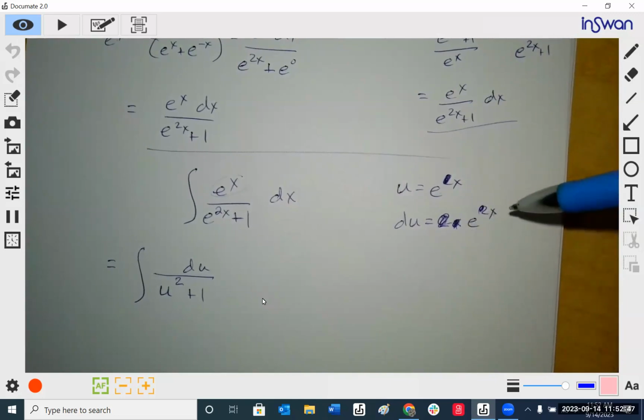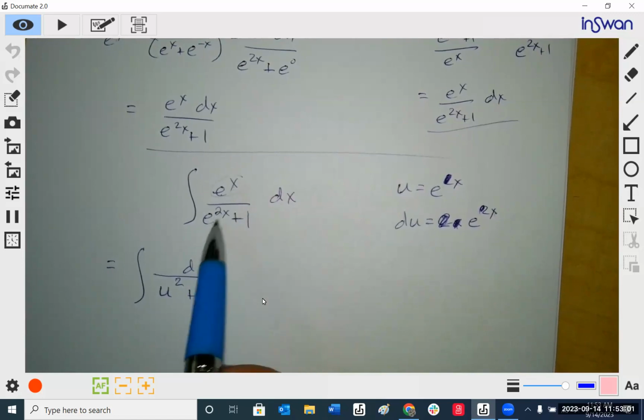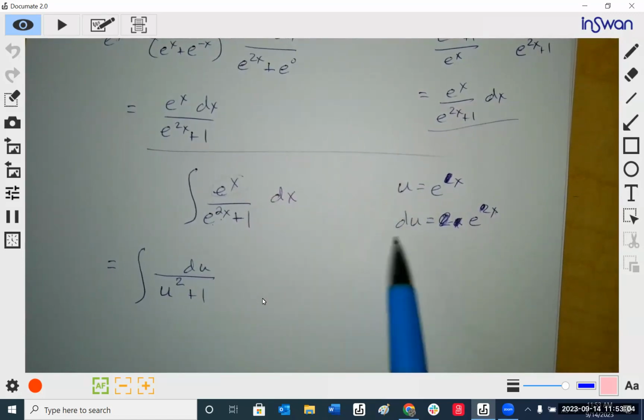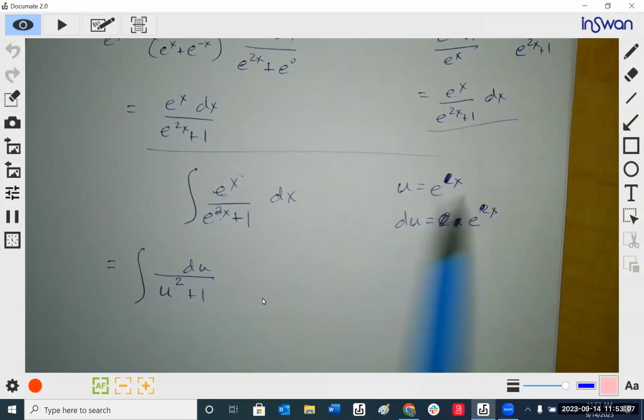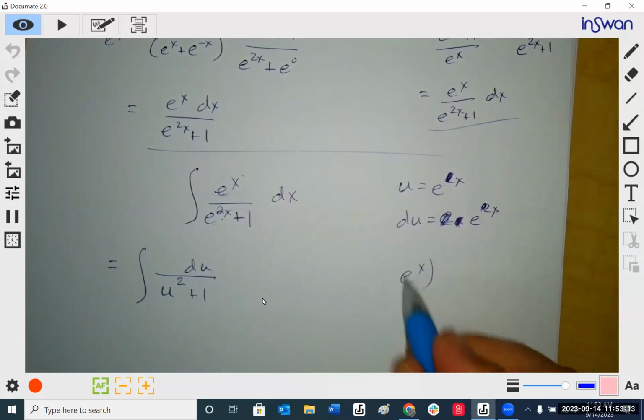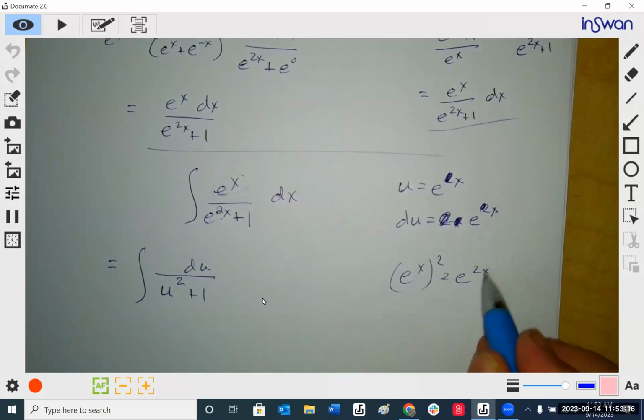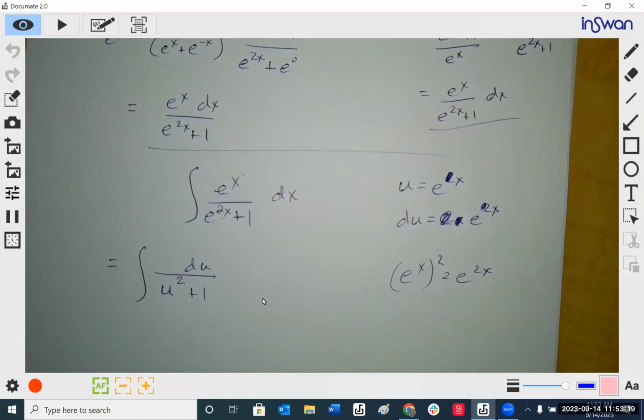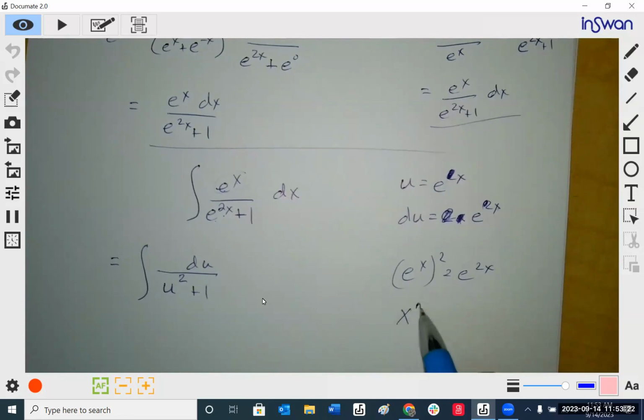If we left it as 2x, then we get more trouble. Since we have e to the x here and e to the 2x here, we simply say that u is e to the power x, and if we square it, we get u squared, because e to the power x squared is e to the power 2x. Remember the rules: power to a power is simply the product of those two powers.